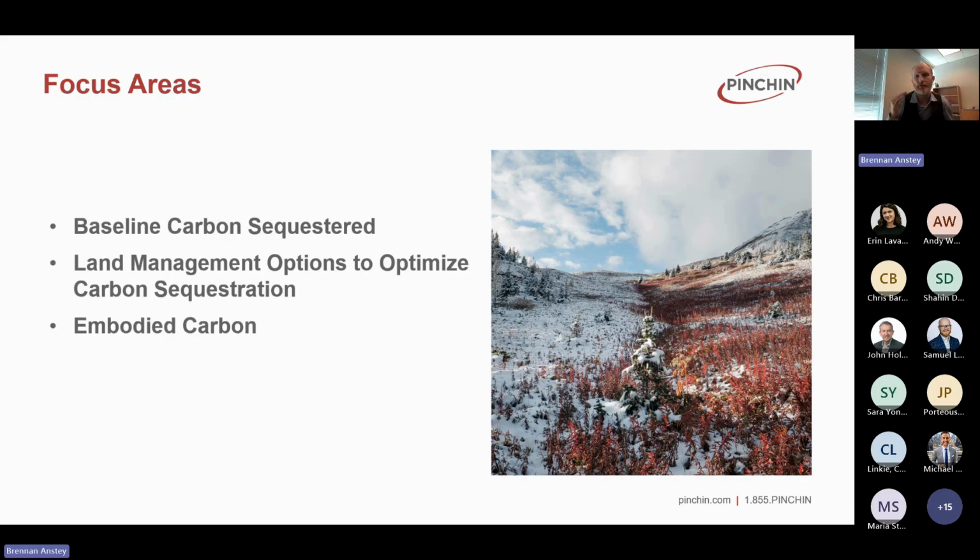So the focus areas for the assessment, we looked at baseline carbon sequestered. For that ecosystem, the way it normally presents in the region, how much carbon is it sequestering? And we looked at an annual basis, because sometimes at different times of the year it may be emitting and then maybe it's sequestering, but overall, what's it doing on an annual basis?